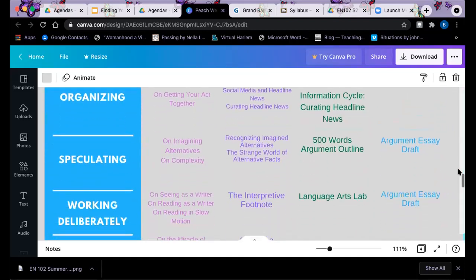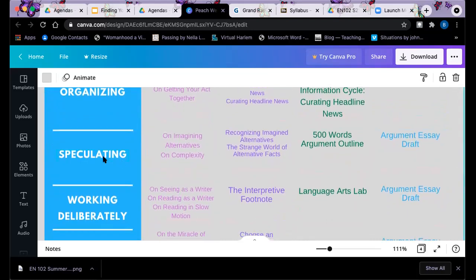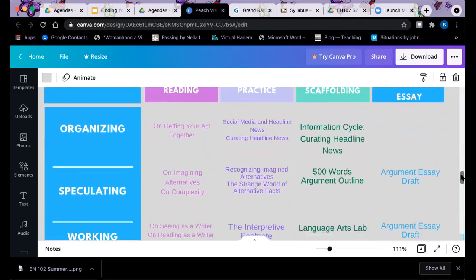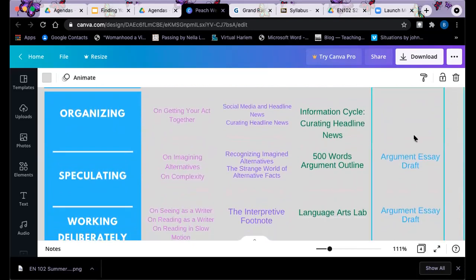We'll be working with habits of organizing, going back to speculating, working deliberately and reflecting in this part of the project. Because we've already done the majority of the research, you'll be drafting your essay a lot earlier.